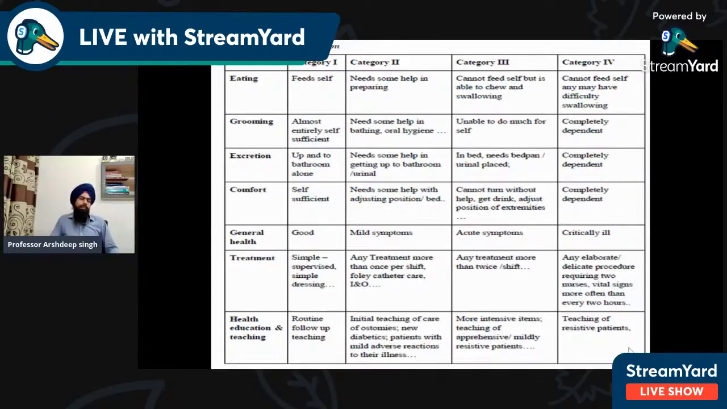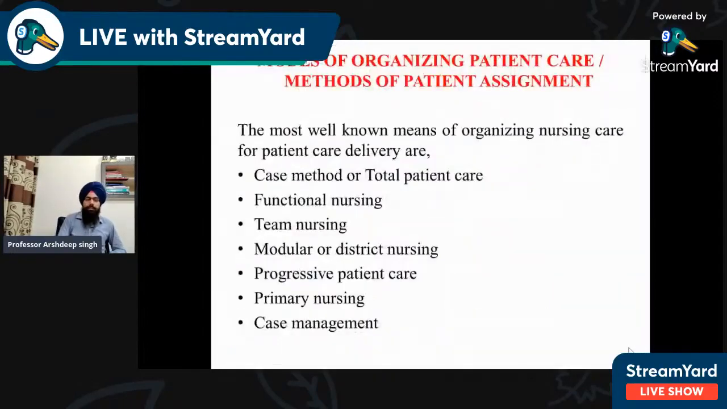Routine follow-up of the teaching, because the patient is having good health status but is suffering from some problems. Second is the initial teaching of the care of the ostomies, new diabetic patients with mild adverse reactions to their illness. Third one includes more intensive items, teaching of the apprehensive, mildly resistant patients, and last, teaching of the resistant patient. The patient will not respond to any type of health education because that type of person in category 4 is completely in the severe condition. Okay, so that was about the patient classification system.